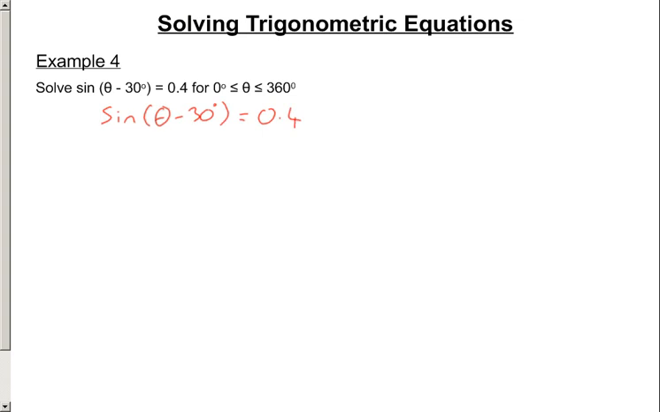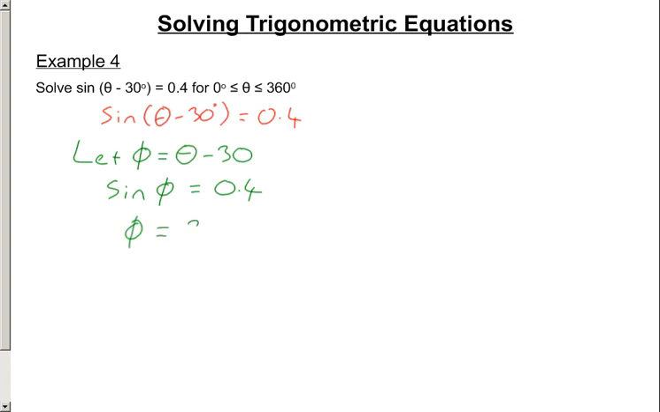Now we could do this by considering the transformed graph, but actually what we're going to do is make it easier by replacing what's inside theta. We're going to let phi be equal to theta minus 30. And that means we're now dealing with sine of phi is equal to 0.4. Now that one's much easier to deal with because we know how to solve that. It's exactly the same as we've already seen.